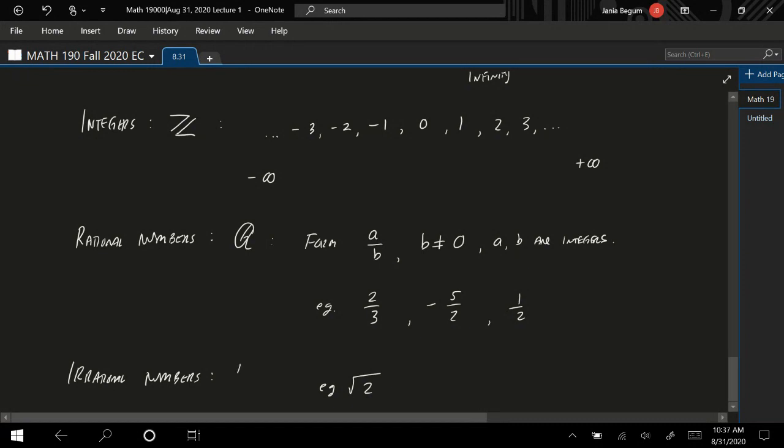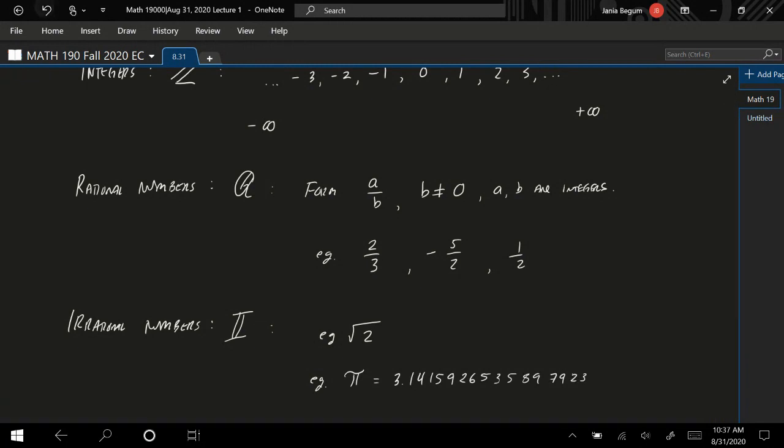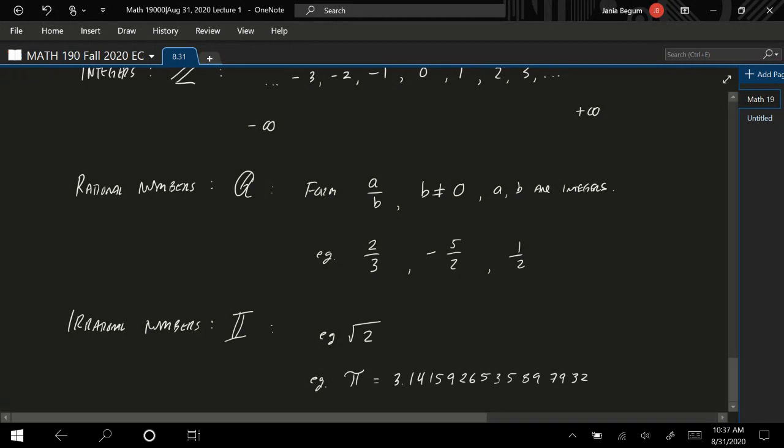And irrational numbers are denoted by this symbol I, and that's one example. One of my favorites is pi. And I happen to remember a couple of digits of pi. Pi is 3.141592653589799. 323. I don't remember what the next digit is, but I think it's 323, question mark. You can double check that.